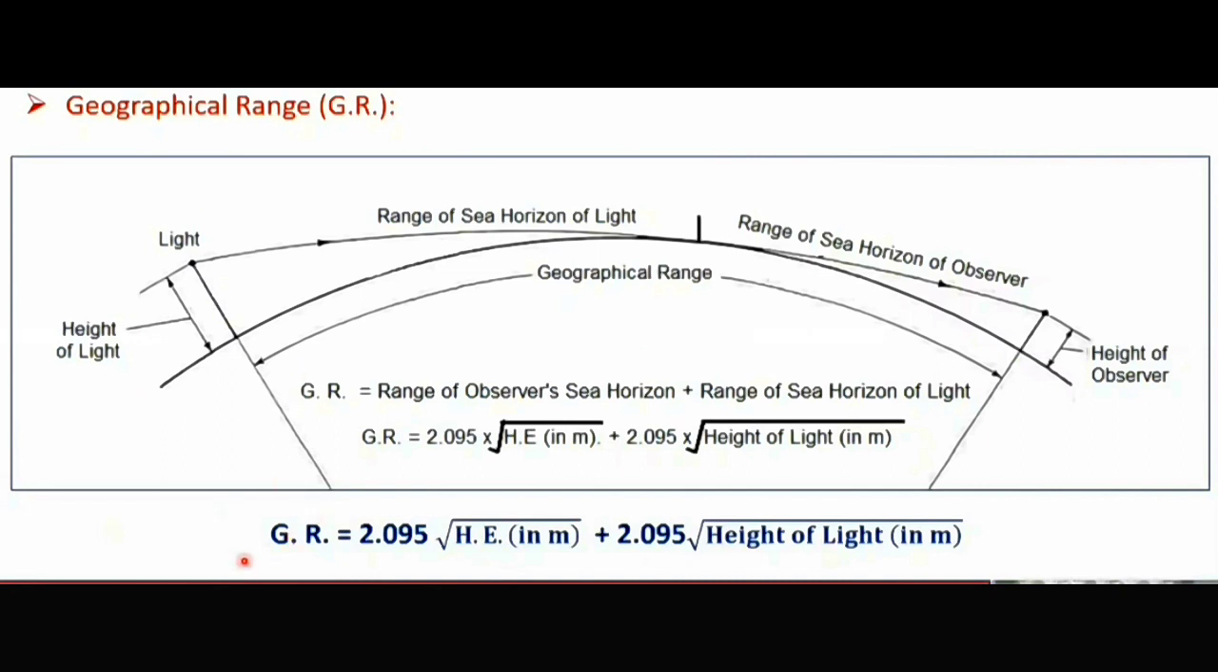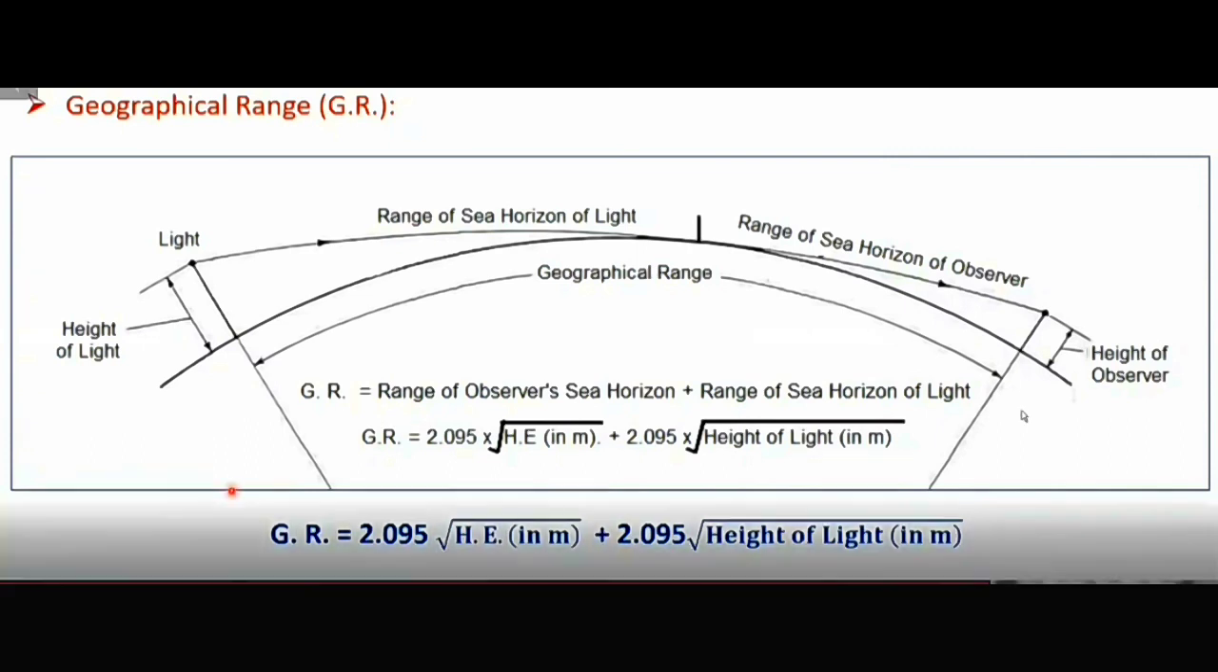The geographical range so obtained would be in nautical miles. So please be careful about the units. Geographical range shall be in miles. Heights have to be in meters. That's how this factor of 2.095 is justified.